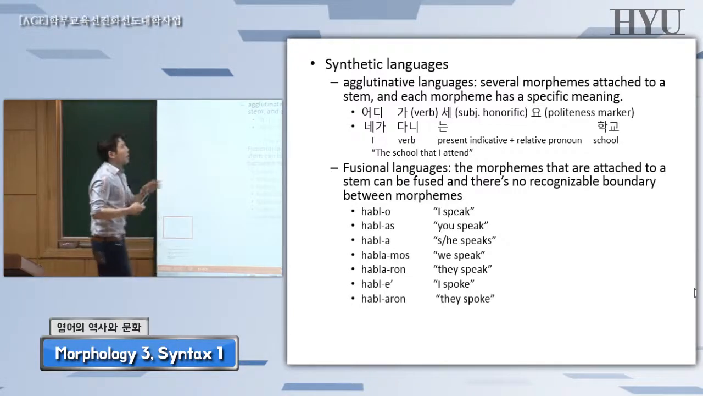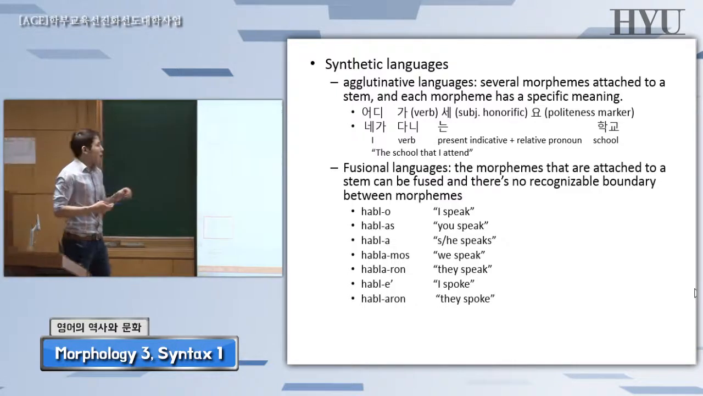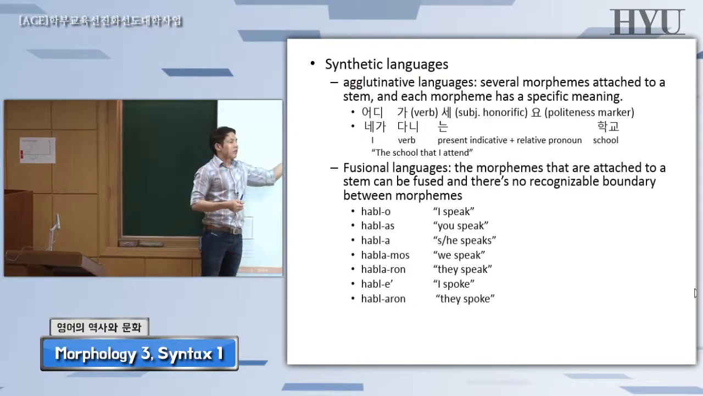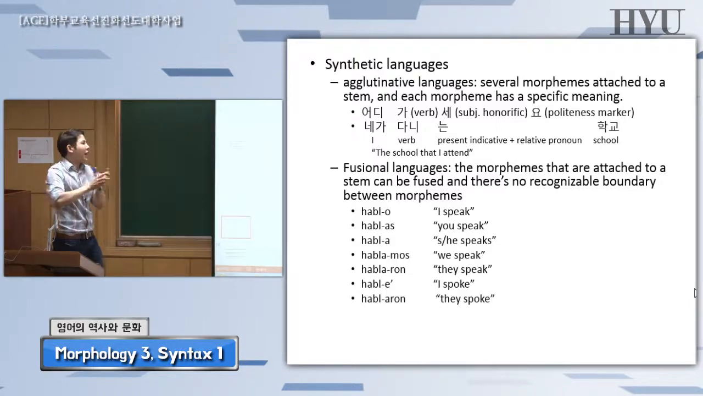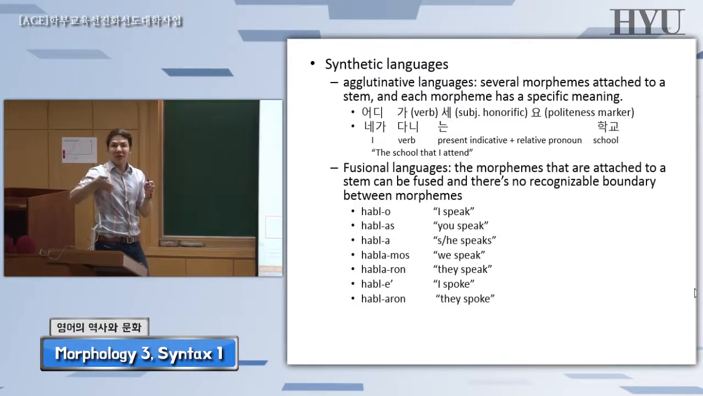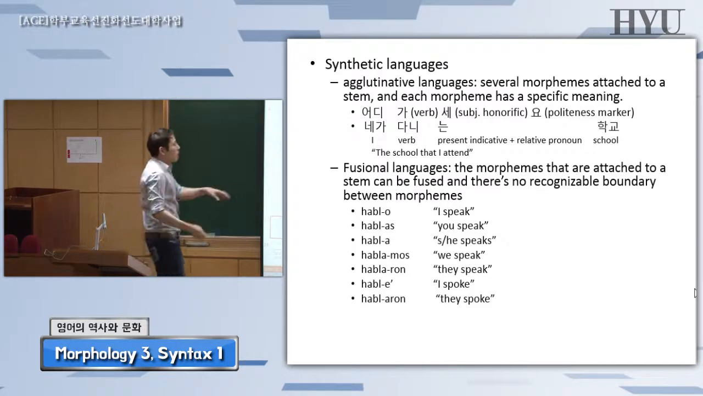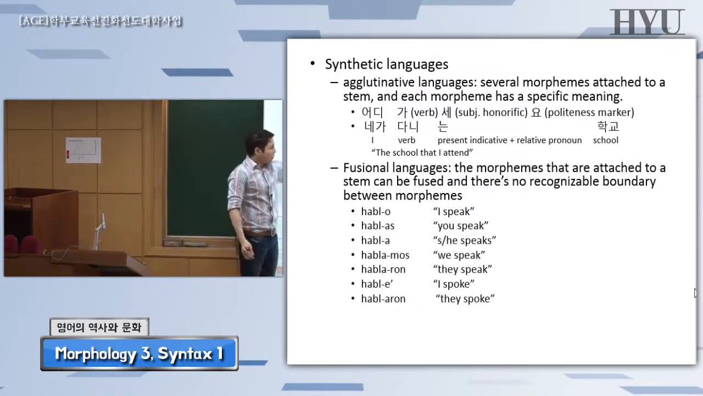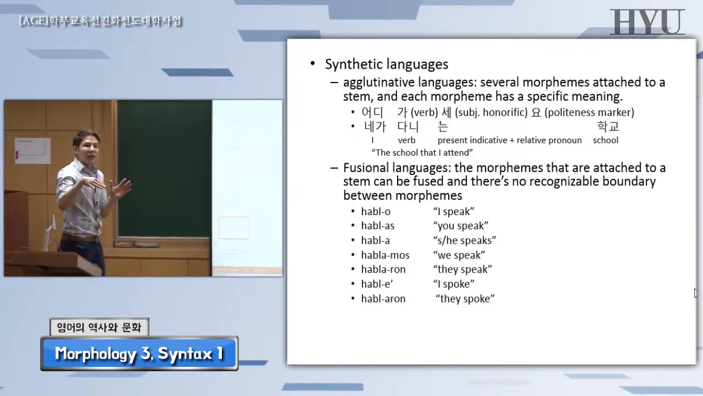There's another type of synthetic languages, which is called fusional languages. For fusional, you know the word fuse. Fuse is to combine things together. For fusional languages, you don't see the morphemes. You cannot draw a concrete boundary between morphemes easily, because everything fuses together.